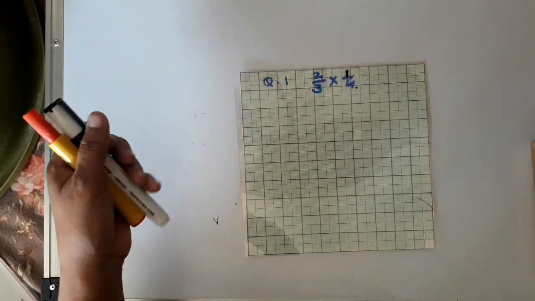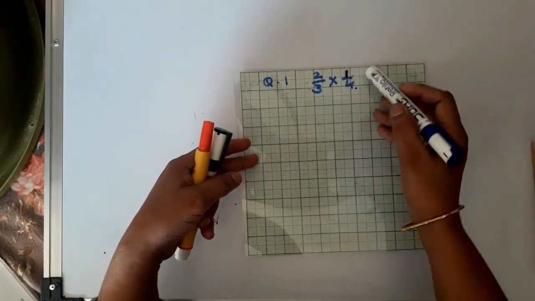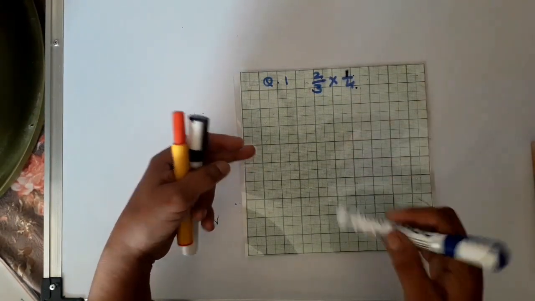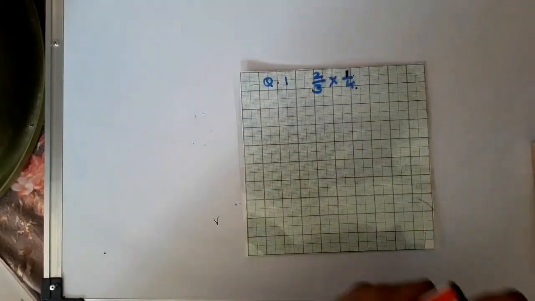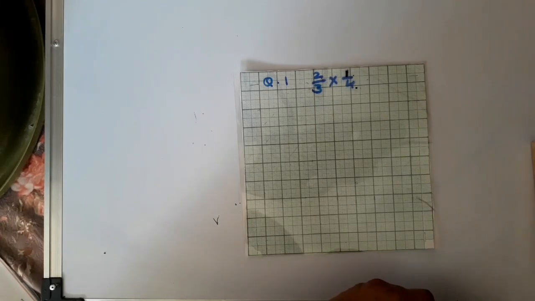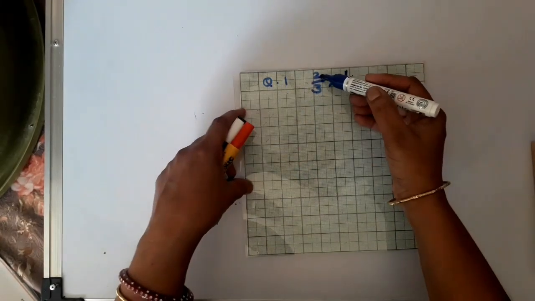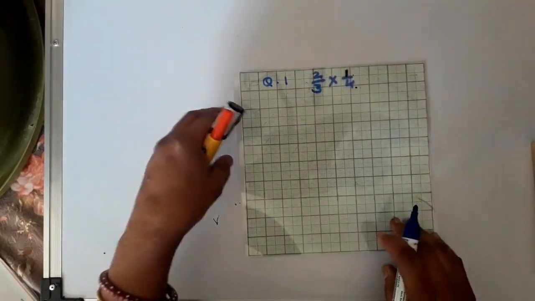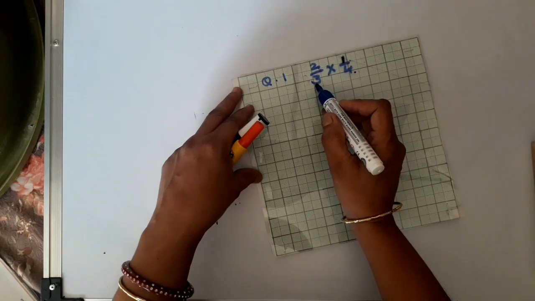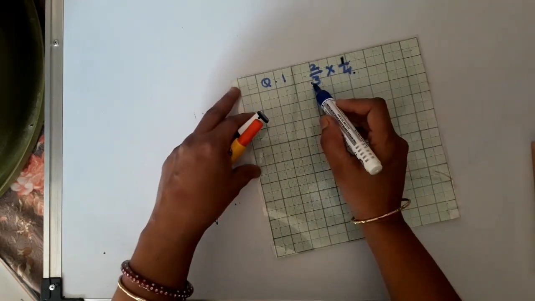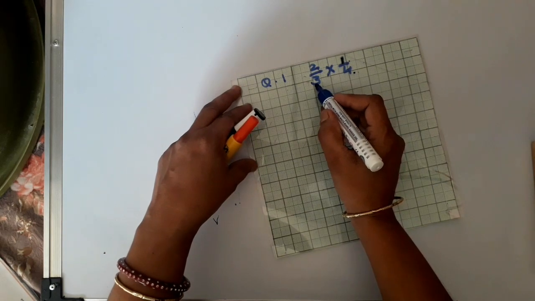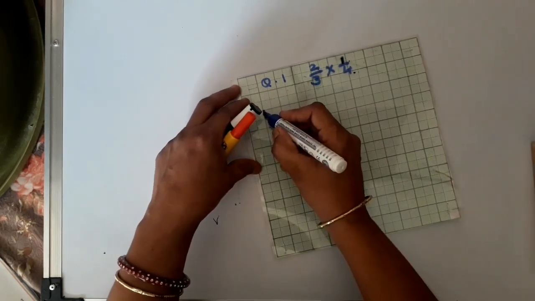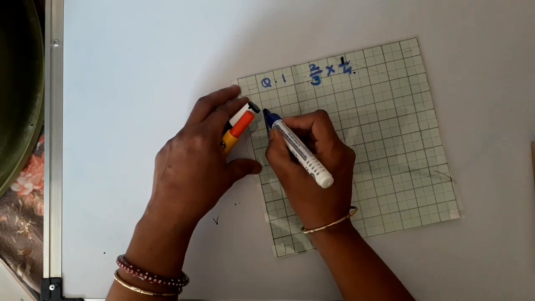See the first question given here, 2 by 3 into 1 by 4. Remember that the activity is done for proper fractions only. That means the numerator should be smaller than the denominator. Now how to perform the activity? Let us see. Check the denominators given, 3 into 4. So here you need to make a rectangle of dimensions 3 into 4. So here I am making the rectangle of 3 by 4.